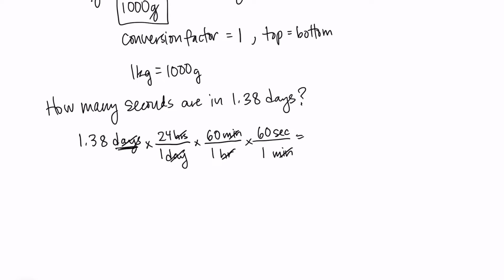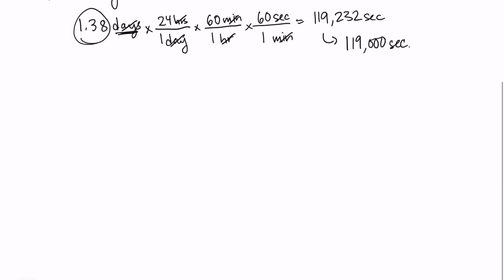Okay, when I multiply this out, I get 119,232 seconds. To make my sig figs correct, because I started with 3 sig figs, we're going to round that off to 119,000 seconds. Okay, pretty straightforward. In this case, I had to sort of produce all of the conversion factors that I used just based on my background knowledge. There's other situations where you're going to have a complicated problem and they're going to give you conversion factors in the context of the problem.